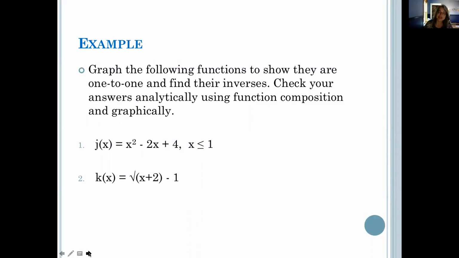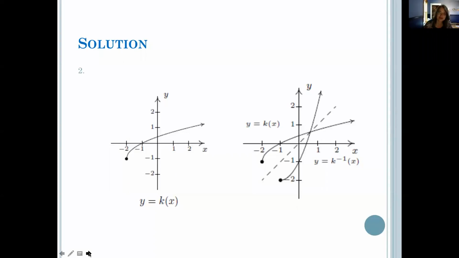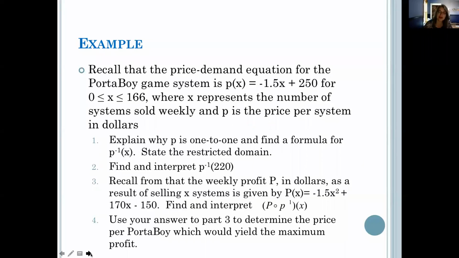I'm going to leave these to you. Here are the solutions. And we will work through this together when we gather. So become familiar with this example. Remind me, this is what I want to do. We're going to work with the Portavoy game system again.